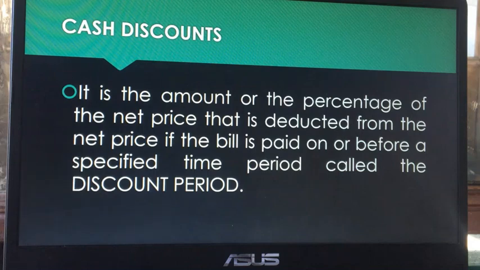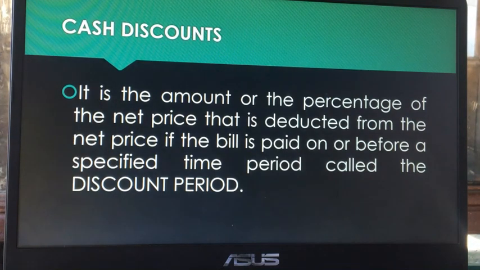Otherwise, if you pay as overdue, there is an approximation of 1% as an addition to your payment. Again, trade discount is applied to every item, while the cash discount is applied to the total amount of items. That is the difference between cash discount and trade discount.